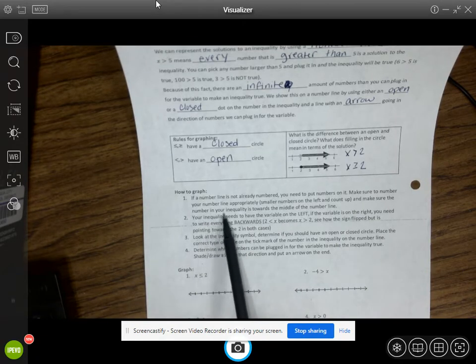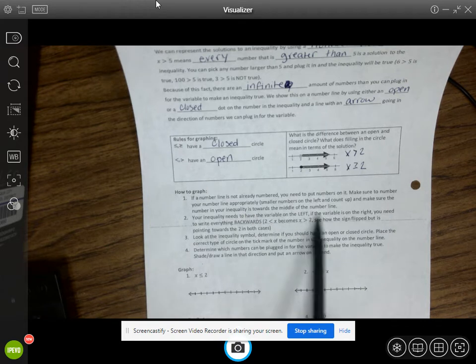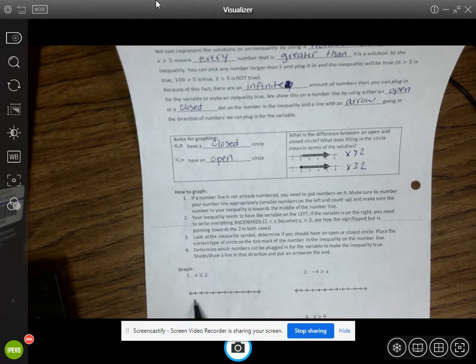Make sure the number that's in your inequality is towards the middle of your number line. So ideally, you're going to take this 2 and put it somewhere towards the middle. You don't want to put 2 at the end. You want to put it somewhere towards the middle.